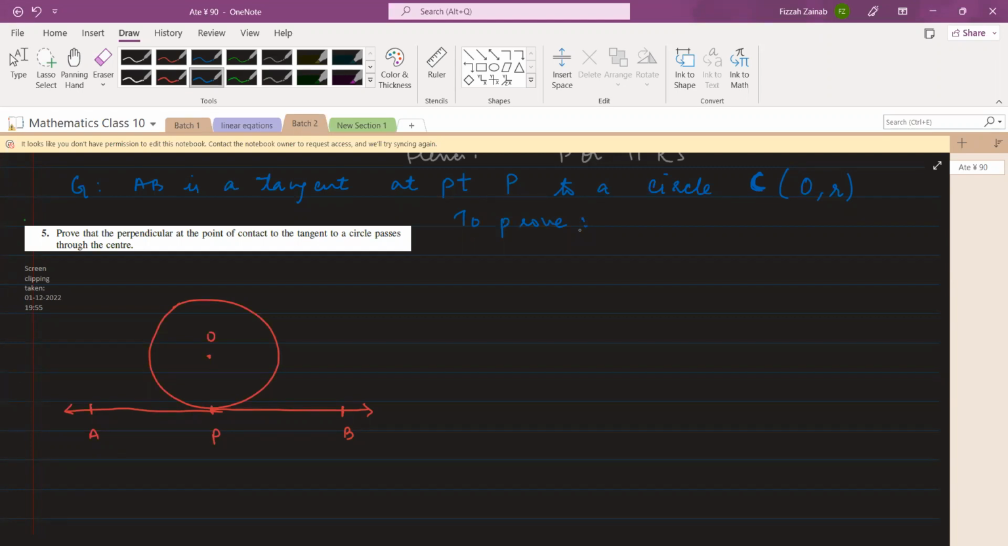See, ultimately you don't have to prove anything new here. Try to understand. You ultimately have to prove that OP is perpendicular to AB, right? But we will write it in some different words. Just write it in a sentence: to prove that the perpendicular at the point of contact to the tangent passes through the center. Please write it this way.